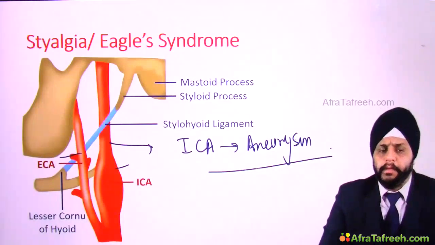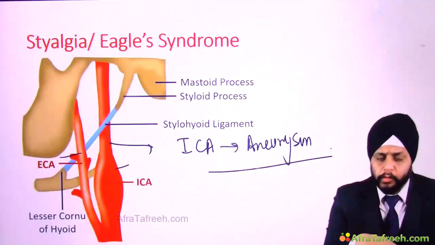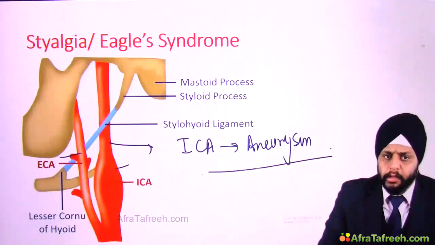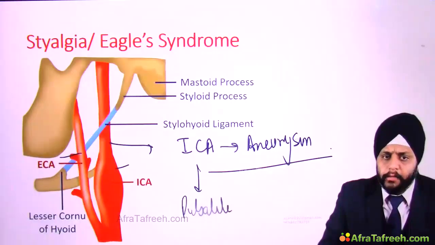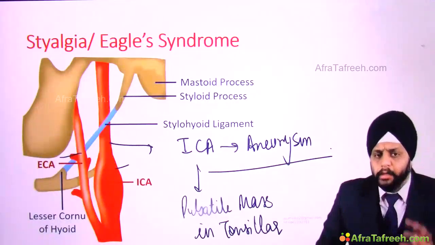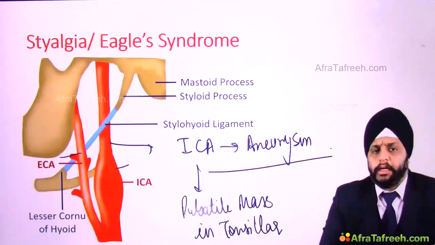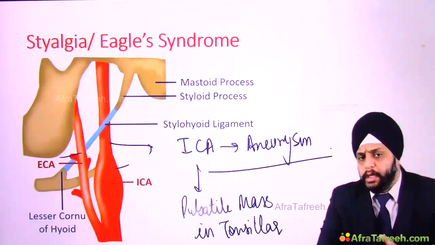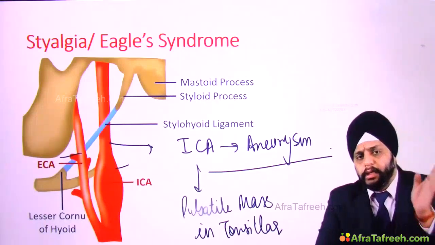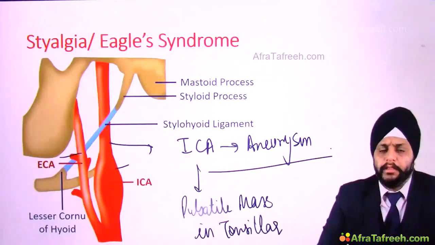This ICA aneurysm may form a pulsatile mass in the tonsillar fossa. So sometimes you have a pulsatile mass in the tonsillar fossa. What can be the cause? The cause can be the ICA aneurysm, right? Do not try to do a tonsillectomy, do not probe it. First you have to do imaging like an MRI or a contrast enhanced CT scan and confirm whether it is an ICA aneurysm. So a pulsatile mass in the tonsillar fossa is likely to be an ICA aneurysm, because the ICA is just lateral to this tonsillar fossa. We'll study more about it when we see the further diagrams.